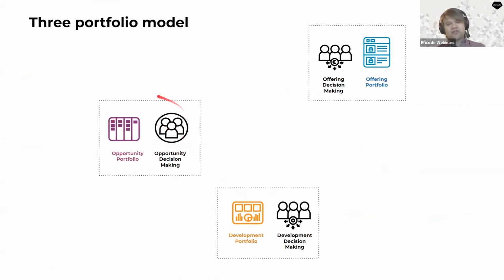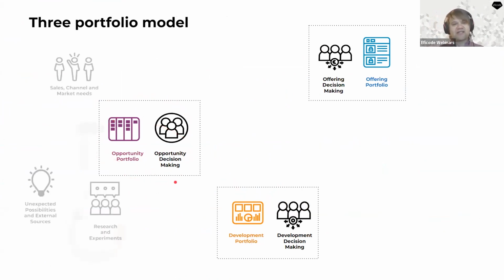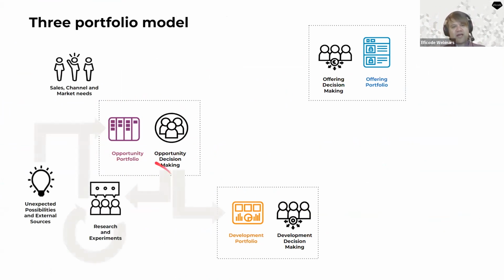Basically we've built this picture out of this: when you have the opportunity portfolio and opportunity decision making, you get needs from different sources, like sales, channels and market needs. You might get unexpected possibilities, or external sources like legal. GDPR is a good example. It just came and you needed to analyze how to do it. It's an investment everybody had to make, but it was an unexpected external source, at least for a certain period.